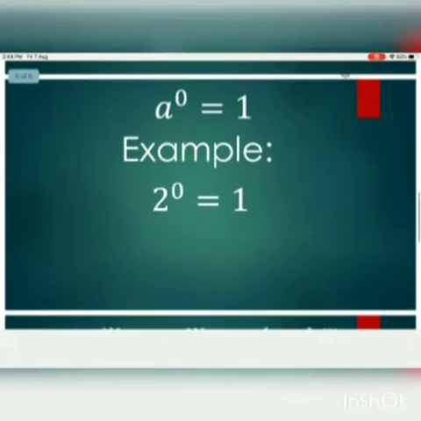So we'll get the answer as 4 power 6. And next, a power 0 is equal to 1. Any number raised to the power 0 is equal to 1. Example, 2 power 0 is equal to 1.